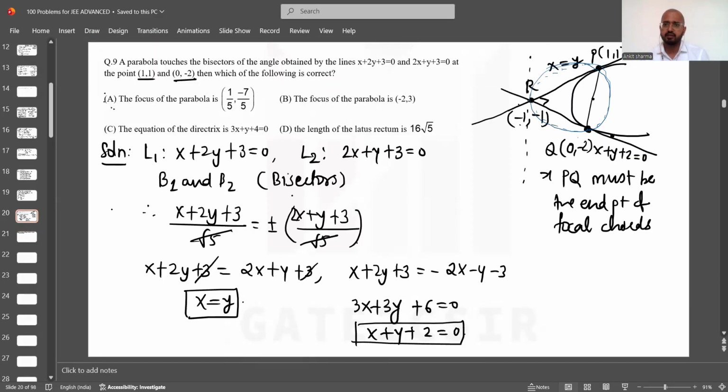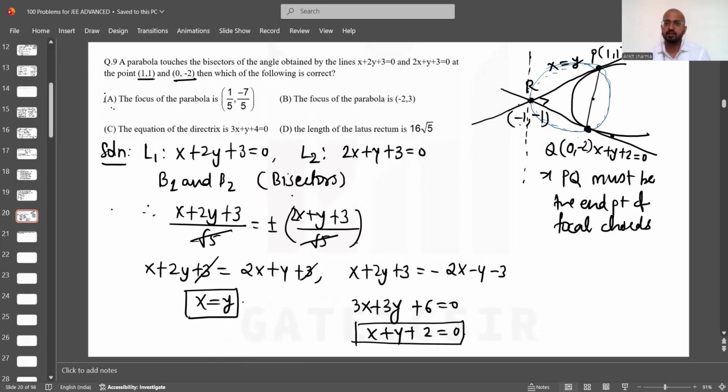So if I have a circle drawn on the focal chord, it will touch the directrix. If it is touching the directrix, then we know the point of intersection is minus 1 comma minus 1. That means this must lie on the directrix. So the equation of the directrix is nothing but the tangent at minus 1 comma minus 1. If my circle is touching the directrix at this point, then at minus 1 comma minus 1 I should be getting the tangent, and the tangent is nothing but the directrix.